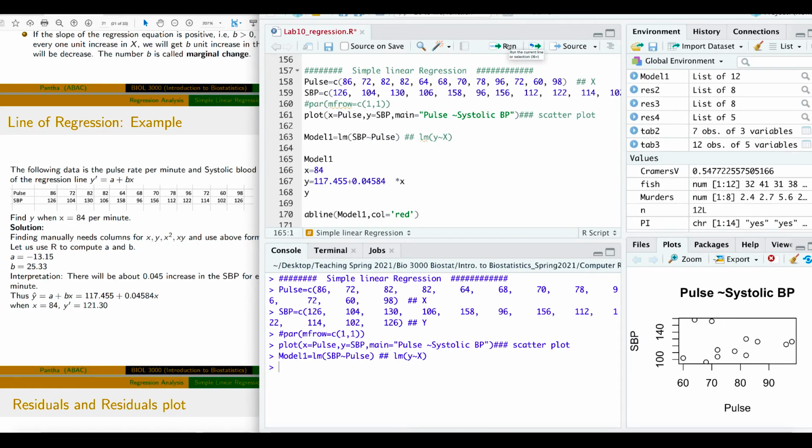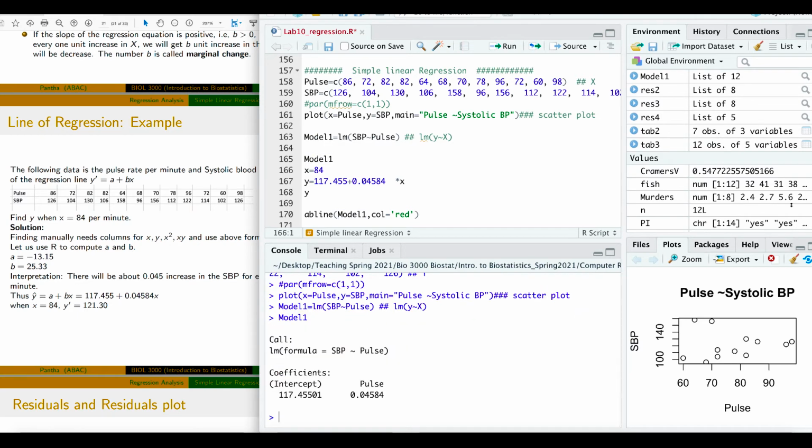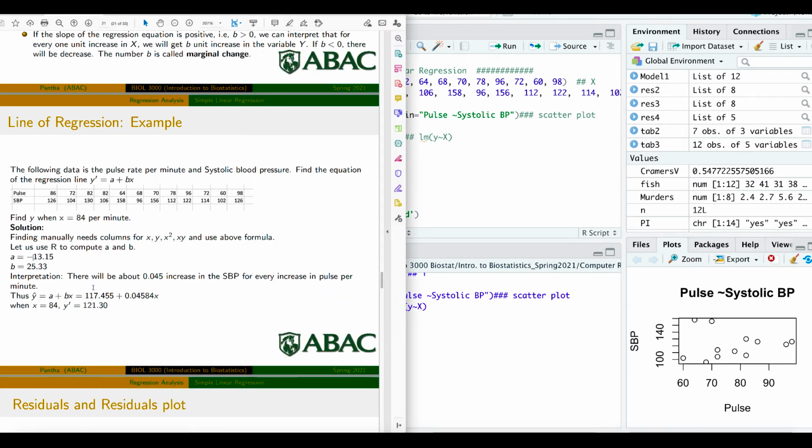What you get is it doesn't show you anything because we gave some name there, and you need to write that name and run that code to see the result outcome. Okay, look at that. What that means? That means the value of A is 117 and value of B is 0.04584. Look at that. So A is, oh I'm sorry, this is not the value of A. So A should be 117 and B should be 0.04584.